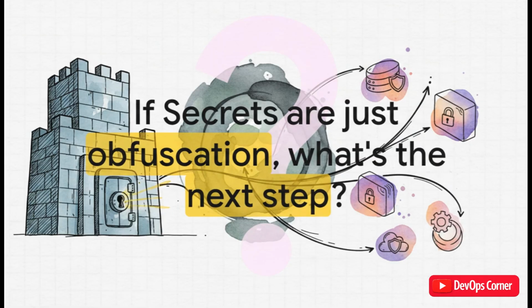So this naturally leads to a really important follow-up question. If a standard Kubernetes Secret is just a thin veil of obfuscation, what's the next step? How do you achieve true end-to-end security for your credentials in a production cluster? Well, that's a whole other topic for a future explainer, but it involves amazing tools like external secret managers and integrations with systems like HashiCorp Vault.